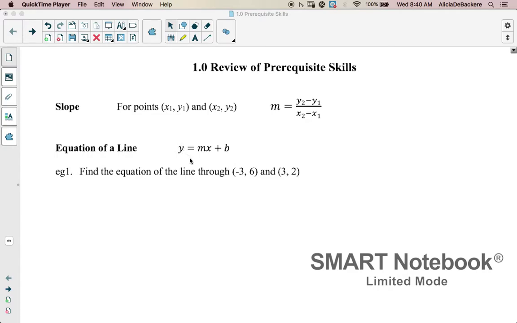In our first chapter, we're looking at an introduction to calculus. So we're going to get started with just a review of some prerequisite skills that you need from past courses. The first one we're going to take a look at is slope. This is the concept that we cover in grade 9.